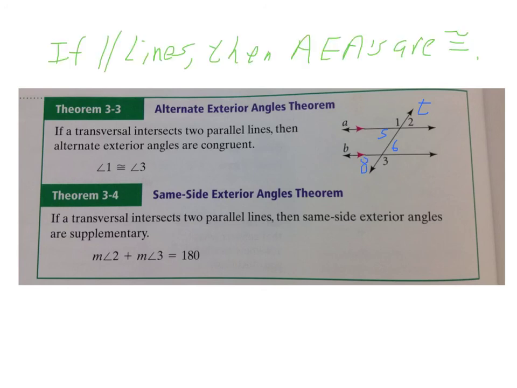The way we are going to say this and write this in class will be if parallel lines, then alternate exterior angles are congruent. If angles 5 and 7 are same side interior angles, then hopefully you will agree angles 2 and 3 are same side exterior angles. The way we are going to say and write this theorem will be if parallel lines, then same side exterior angles are supplementary. We will look at examples 3, 4, and 5 in class.